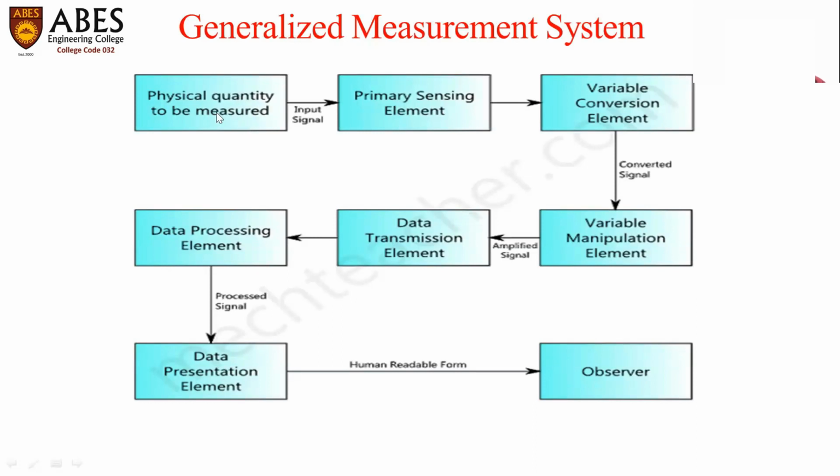So let's see, any physical quantity we need to measure, like temperature, pressure, air flow rate, viscosity of some liquid, or force. All those quantities which are required to be measured are known as physical quantities. And this is done with the help of the primary sensing unit, which consists of the sensor. The sensor basically converts the physical quantity to a mechanical quantity.